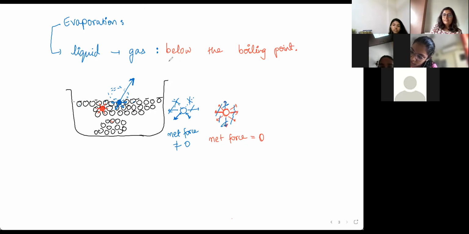So that's another point of difference about evaporation and boiling. Evaporation is a surface phenomenon. So it is liquid to gas below the boiling point, also it is a surface phenomenon. So under जो molecules हैं, they will never get out. They will never get enough energy to go into gaseous state. It will affect only the molecules on the surface.